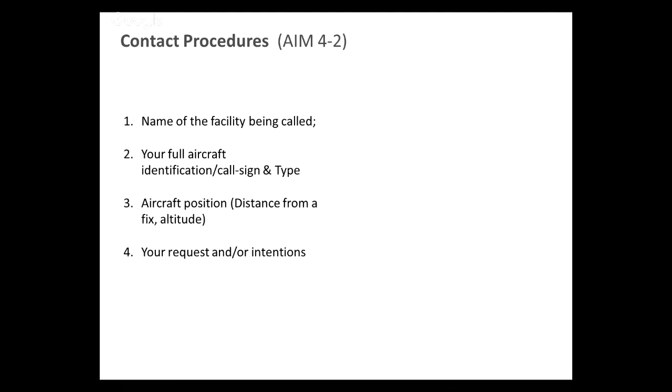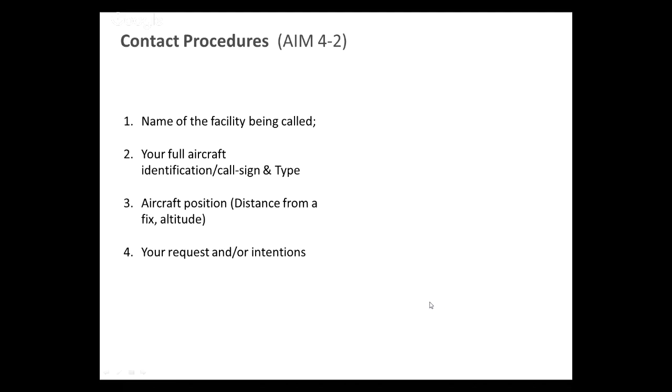The name of the facility you're talking to, number 1. Number 2, your full aircraft identification, call sign, and type. Number 3, where you are, like your aircraft position. And finally, number 4, what your request is or what your intentions are. Now, depending on what the topic of conversation is, you'll either be making a request or you will be stating intentions. You'll be either asking air traffic control to do something, or you'll be telling them what you're going to do if it's something that you don't need to ask permission for.